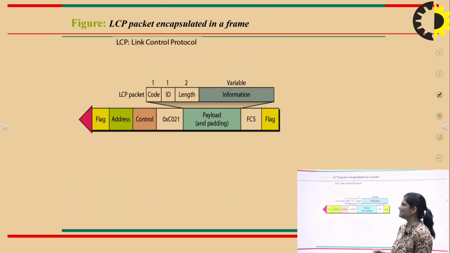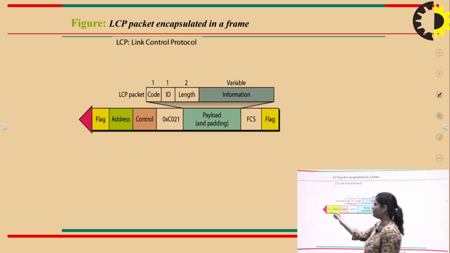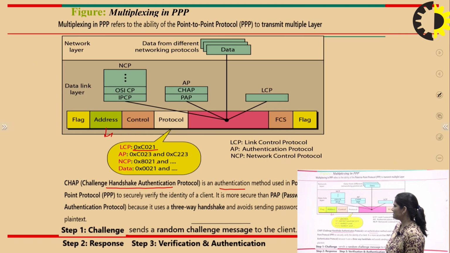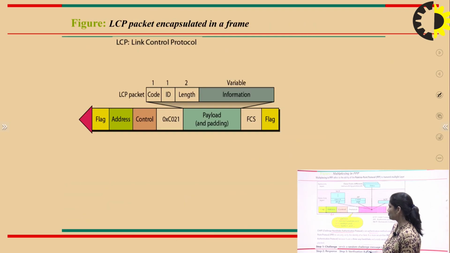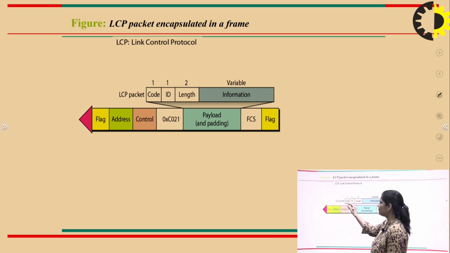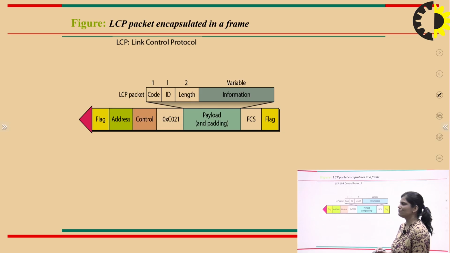Here is the frame format of an LCP packet encapsulated in a frame. The flag field is there, the address field, the control field. You can see in the previous slide, this is the protocol field, and this code is used for an LCP packet. Now here is the data. The data field has the code field, then ID, then length, then information, where variable information can be added, and then the frame check sequence and the flag. This is the format of LCP, the Link Control Protocol.